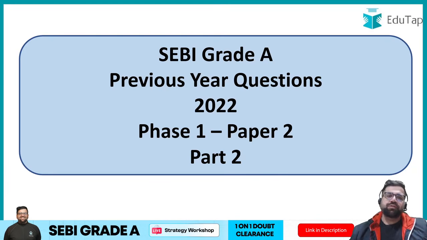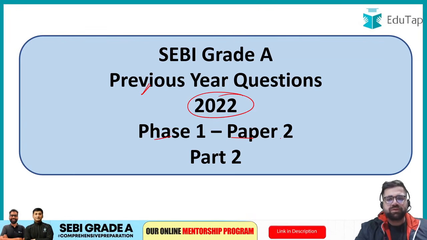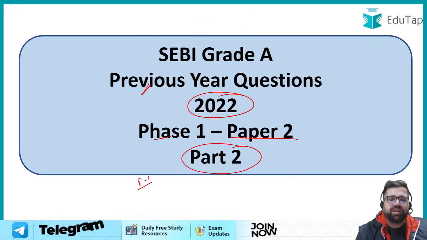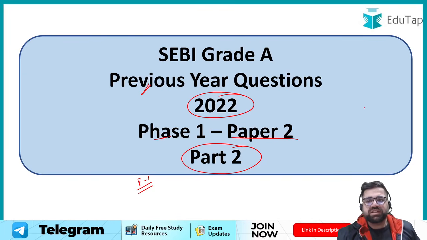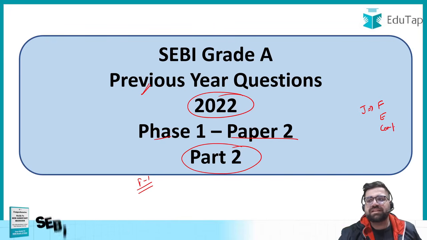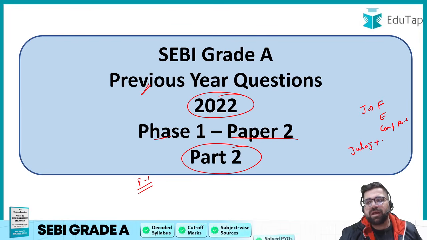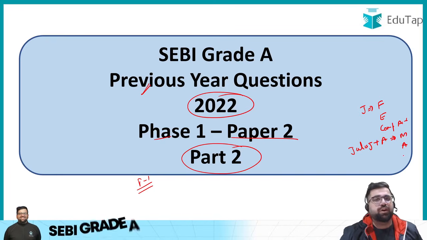In this particular video, we are going to solve the previous year questions of the year 2022, phase 1 paper 2, and this is part 2 of the video because in part 1, we have already solved multiple previous year questions of the year 2022, phase 1 paper 2. So till now, in part 1, Jaskaran sir has solved the questions related to finance. He has also solved the questions related to economics and your Companies Act. In this video, Jalas sir and Ashima ma'am will solve the questions related to management, accounts and your costing.